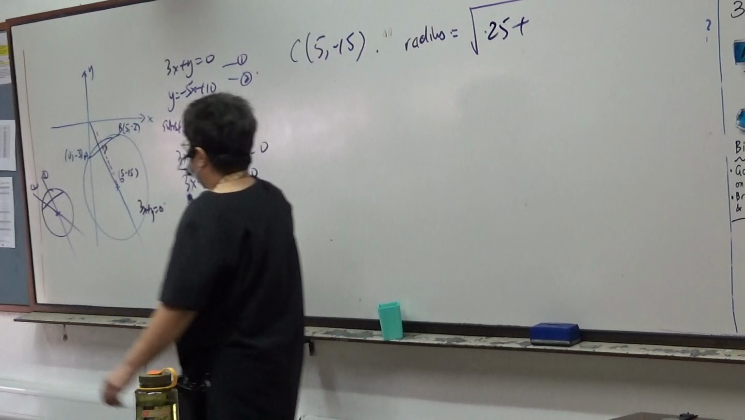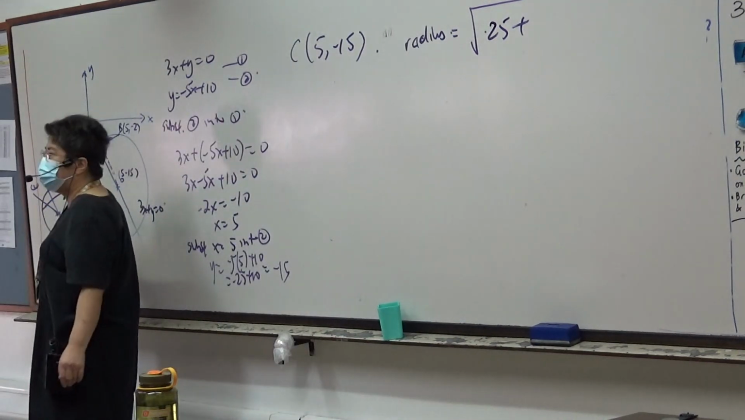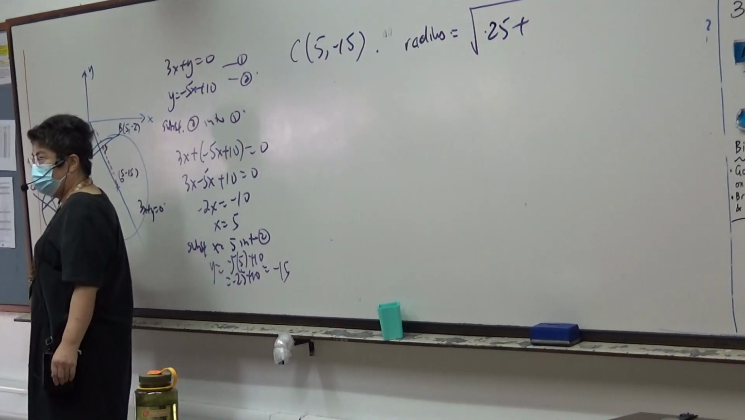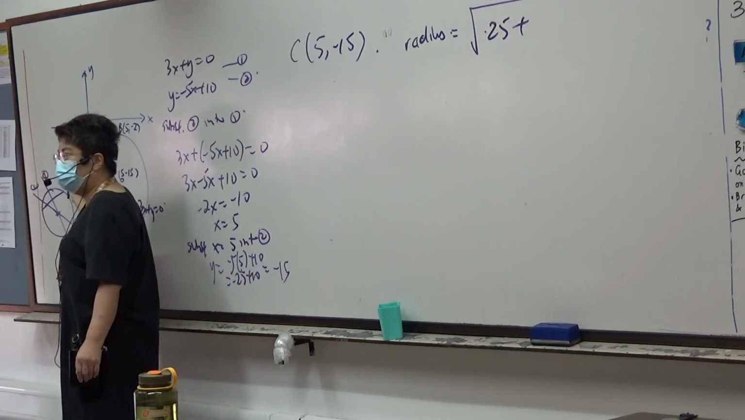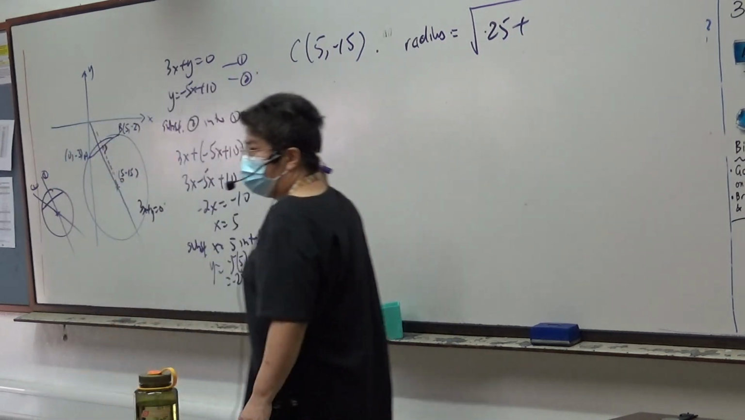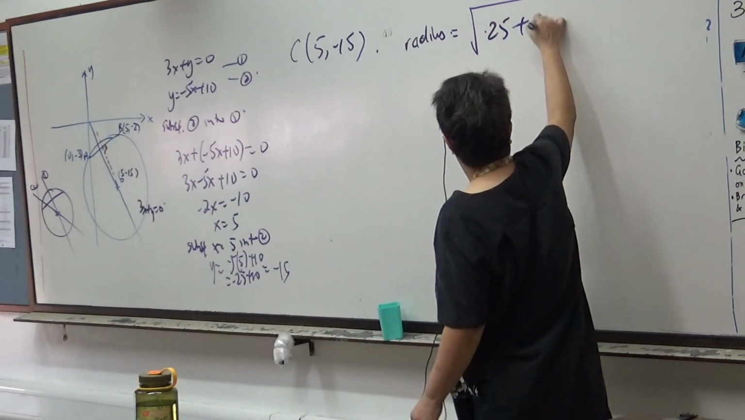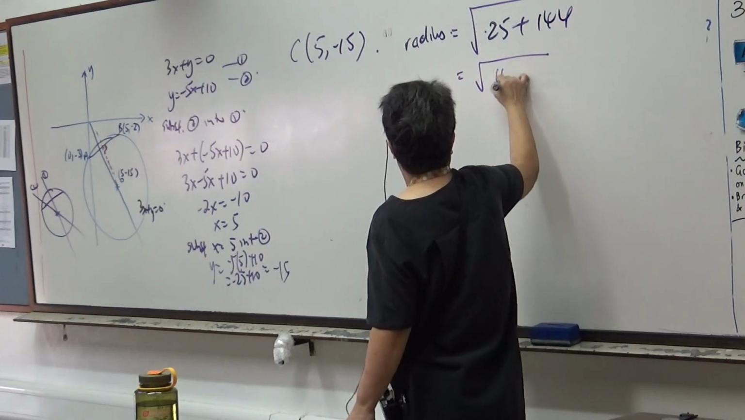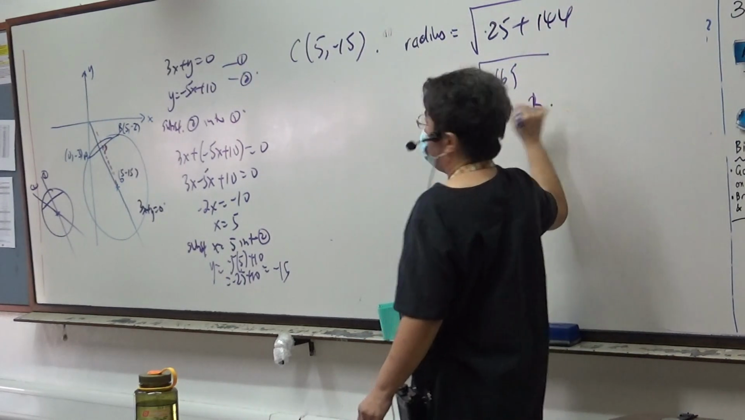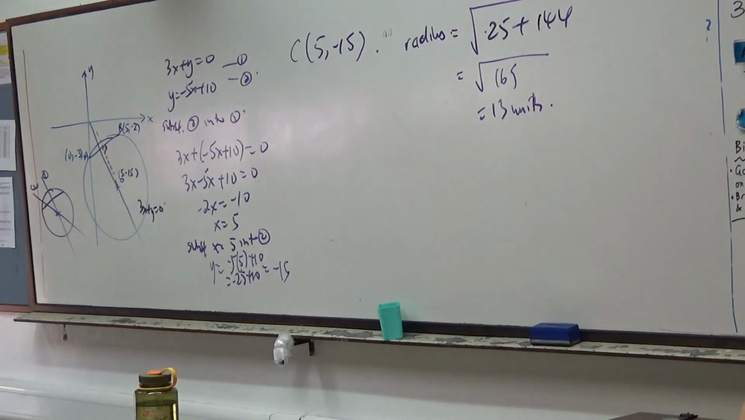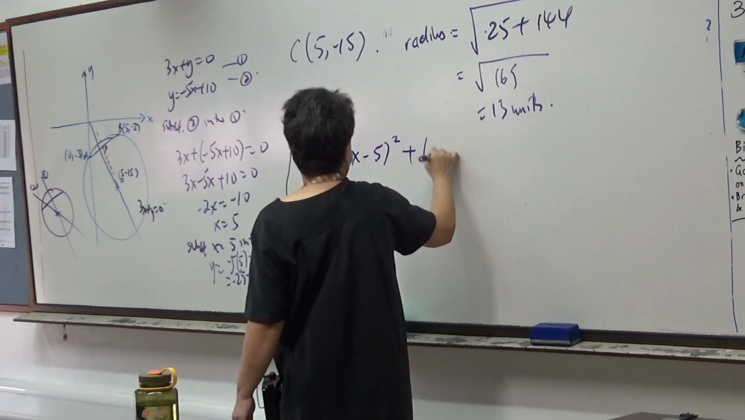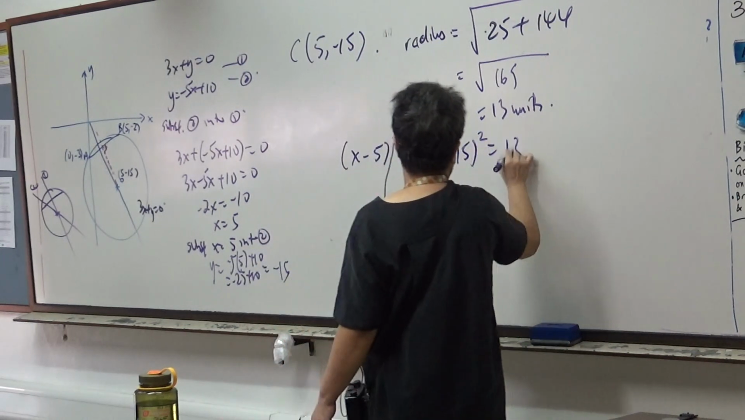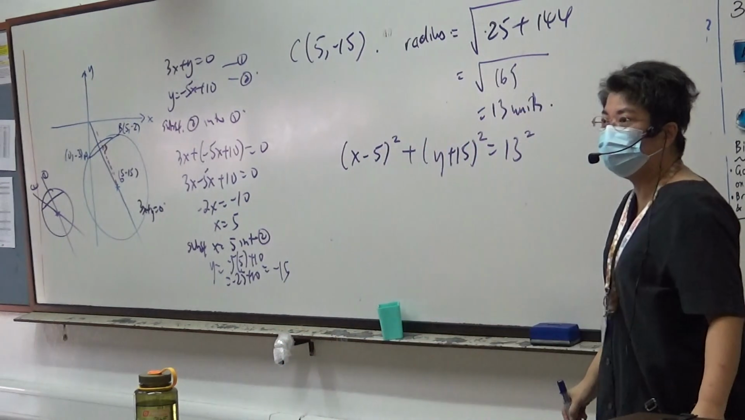Okay? What is negative 15 minus 3? Negative 12, right? Negative 12 squared is what? 144, right? So this is actually the square root of 169, which is 13 units. Okay? Is it correct? So I will give it in standard form. (x minus 5) squared plus (y plus 15) squared equals 13 squared. This is the standard form.